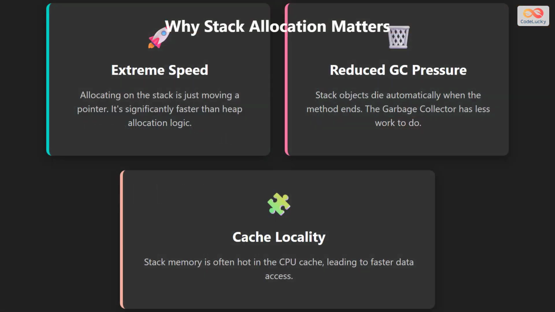Why do we care so much about stack allocation? Three reasons. First, it is incredibly fast. It is just pointer arithmetic. Second, when the method ends, the memory is instantly freed, meaning the garbage collector has zero work to do for that object. And third, stack memory is often hot in the CPU cache, making access faster.